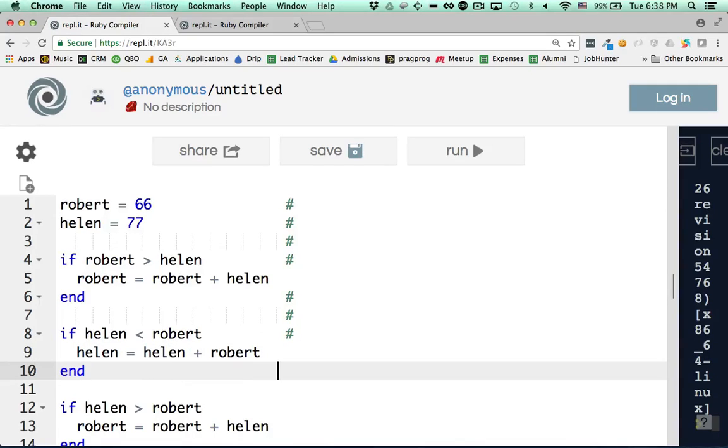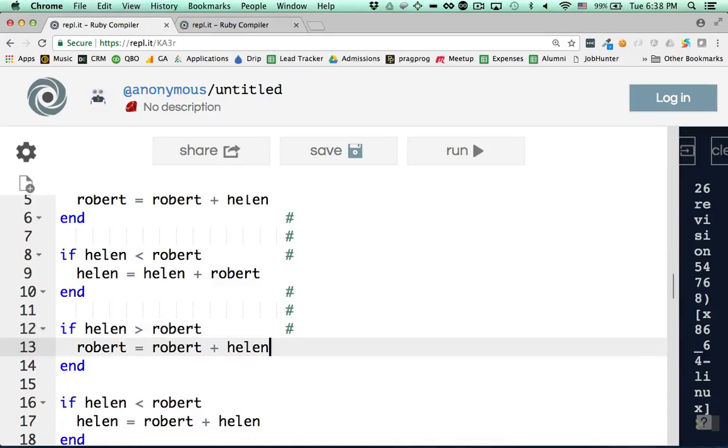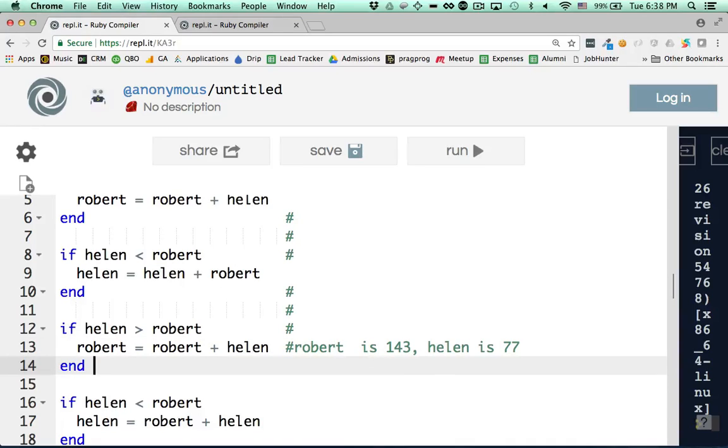Line 10, line 11, line 12. How about line 13? Yeah, so Helen is greater than Robert, so the code within that conditional does execute. But now we have a change to one of our variables, so Robert is now 140, what is it? 143, thank you. Okay, Robert is 143. And Helen is what? 77. Okay, good. You don't have to put that down. I just want to keep track.